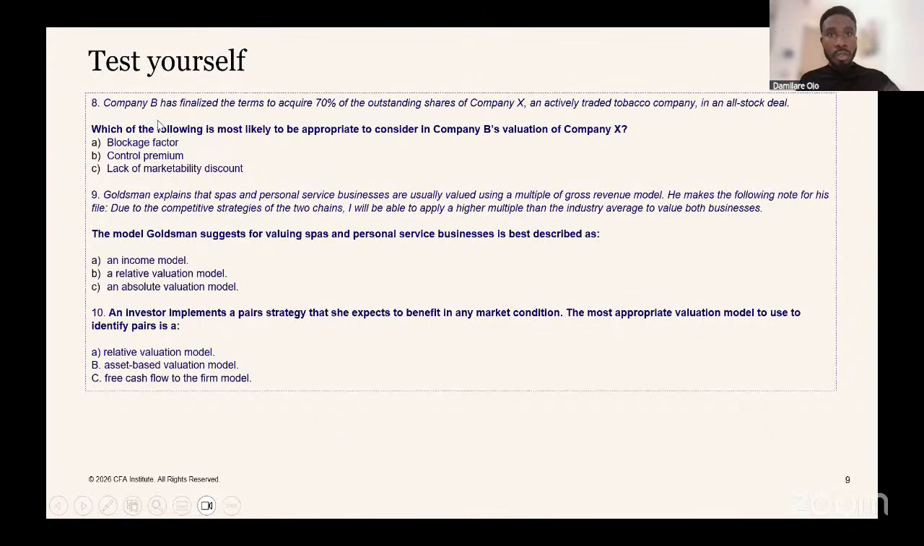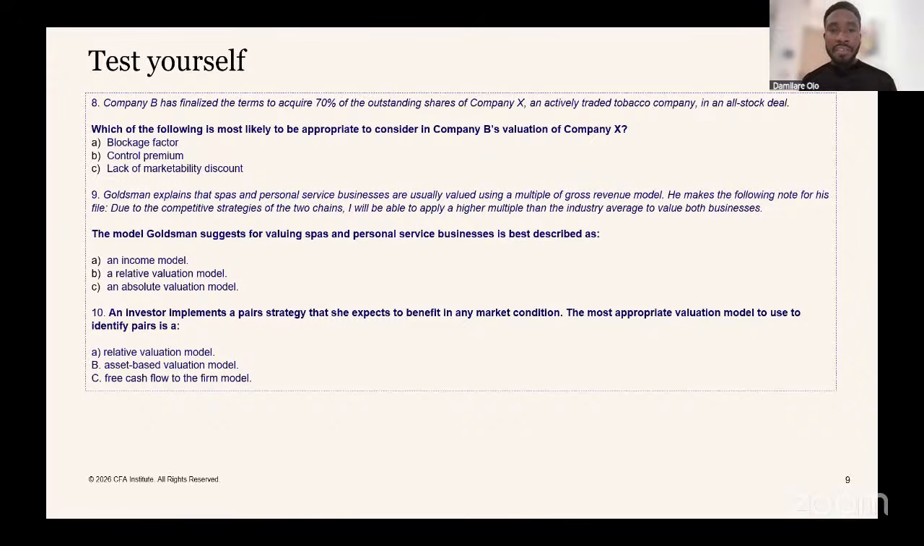Question 8. Let me just check that there's no other question or anything for us to note. Okay. Question 8. Company B has finalized the terms to acquire 70% of the outstanding shares of Company X, an actively traded tobacco company, in an all-stock deal. Now, which of the following is the most likely to be appropriate to consider in Company B's valuation of Company X?